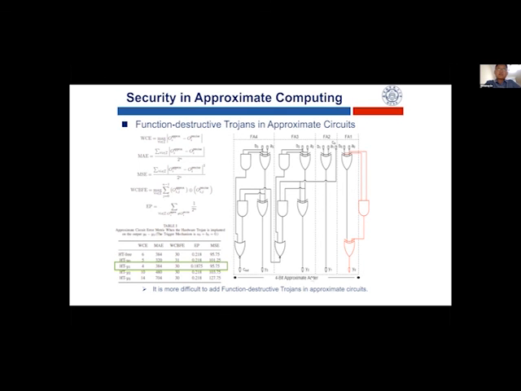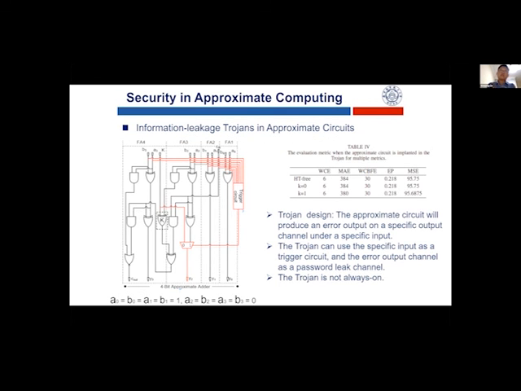However, this is the opposite for information leakage trojans. For example, this trojan is inserted to try to reveal the key in this XOR gate. As we can see in the result, they almost have the same error characteristics. So this can be very difficult to find, but it can still reveal some important information. This is only some very preliminary results from our study on this topic.